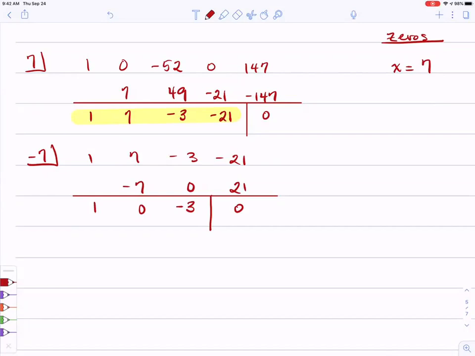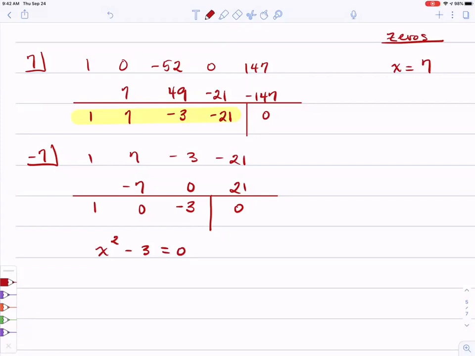Now, what is my depressed polynomial now? What is my quotient now? Yeah, x squared minus 3. And that's a quadratic.